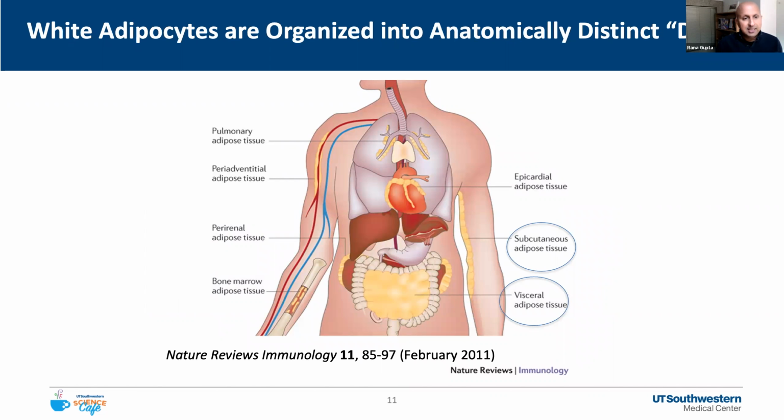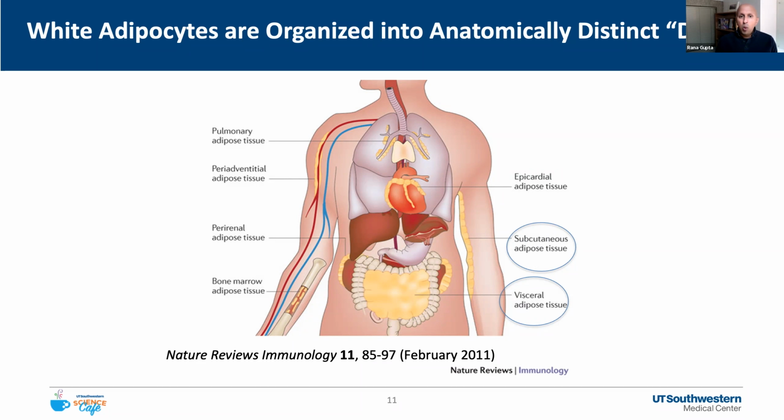Now, you can find fat cells throughout the body, but most of them are classified as either being subcutaneous, which means that they reside just below the skin, or they're considered to be intra-abdominal or visceral, and that is within the intra-abdominal cavity, this so-called belly fat that accumulates.